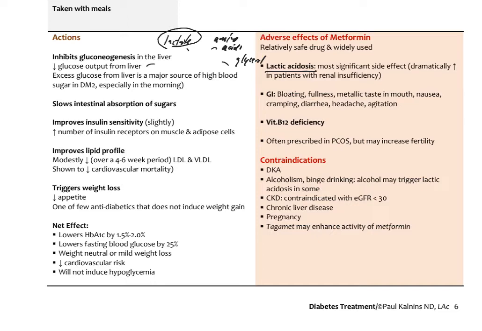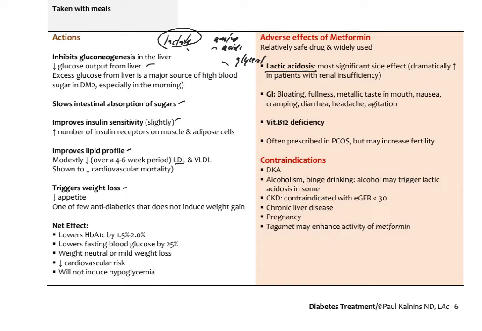The metformin also slows the intestinal absorption of sugars. It does slightly improve insulin sensitivity in muscle and adipose by increasing the number of receptors. It helps to improve the lipid profile modestly over a 4 to 6 week period, decreasing LDL, and again has been shown to decrease overall cardiovascular mortality. Metformin does trigger weight loss, so it decreases appetite, and it's one of the few, again, in that whole class of diabetes drugs that does not induce weight gain.